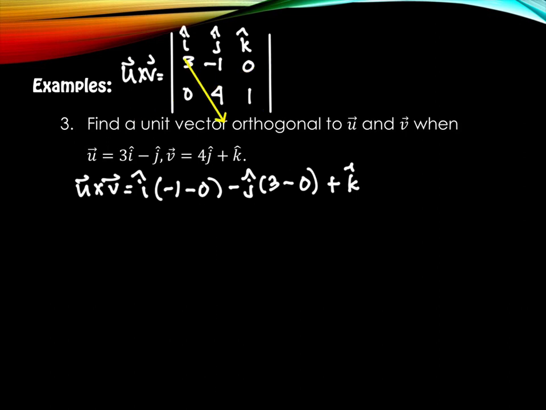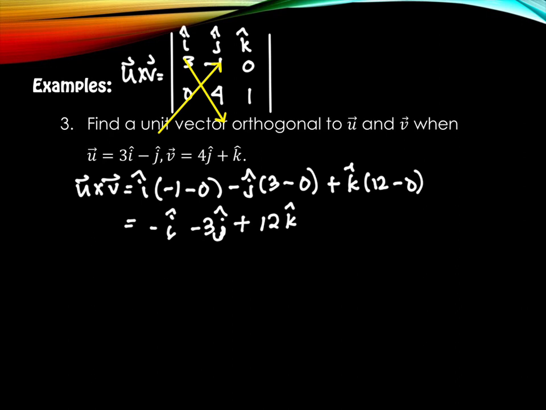k is going to be over here. 3 times 4 is 12. There's our biggest number so far today. And 0 times 1 is 0. And we end up with -i minus 3j plus 12k. I believe.